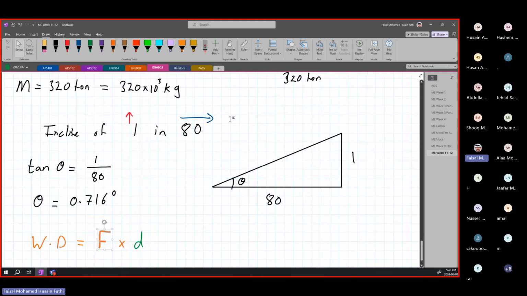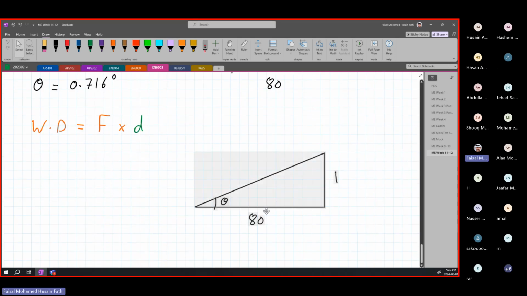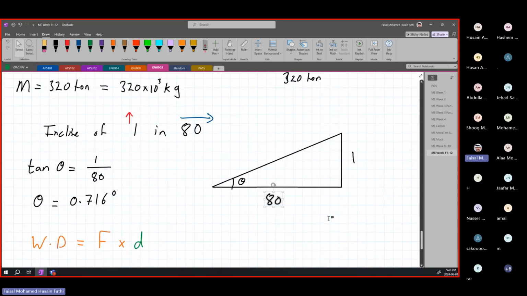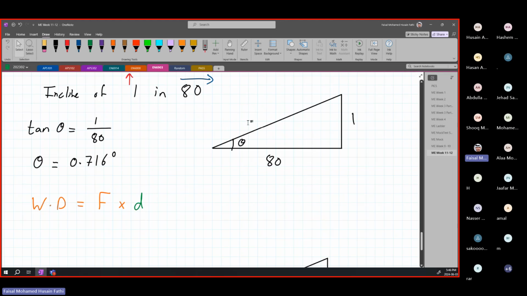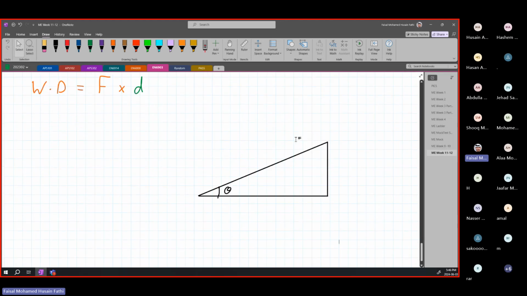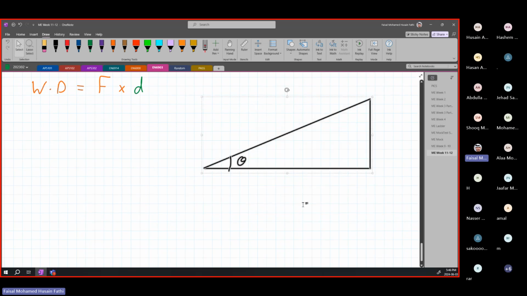So now we know the incline of where this is moving. We know the shape or the design of this. We know how it is going to be moving. So if I just copy paste this here, keep in mind that this is only to determine the angle. These aren't actual distances. All right. So this isn't actually 80 and this isn't actually 1. This is just a ratio to find your angle. So now what can we do? We can draw our free body diagram.